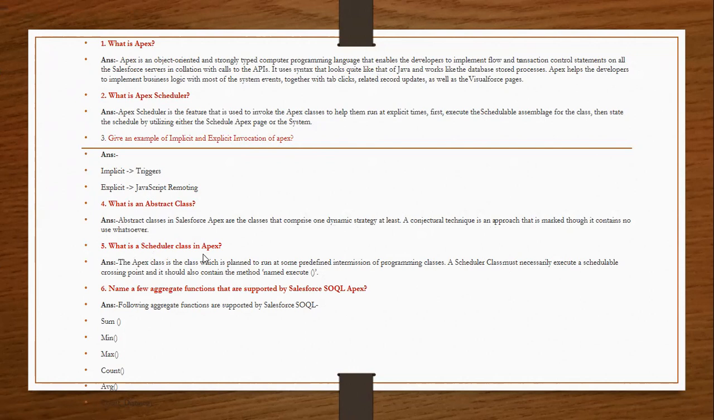Next question. What is a schedule class in Apex? A schedulable class is a class designed to run at predefined times. A scheduler class must implement the Schedulable interface, and it should also contain the method named execute.